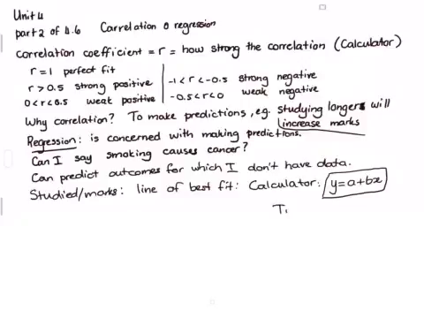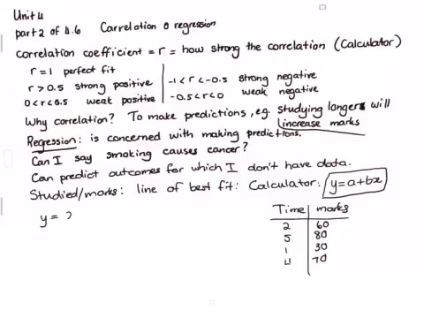So if we compare the time and the marks as we did in the previous section, let's just do it again. 2, 5, 1, 4, 60, 80, 37. And you go and find your line of best fit. You find your values on the calculator. It gives you this.